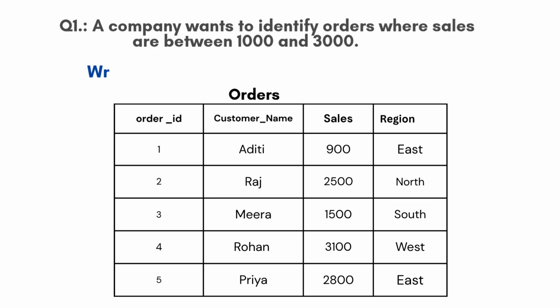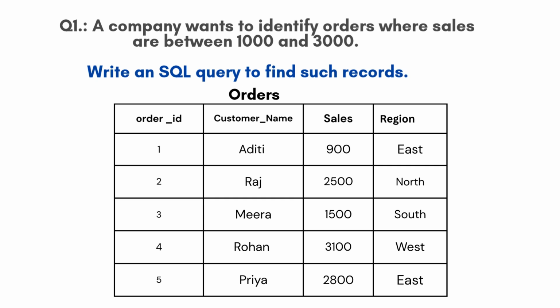So here is the table. This table contains order ID, customer name, sales and region. It has a total of 4 columns and 5 rows. So we have to find out the sales between 1000 and 3000. Clearly we can find that between 1000 and 3000 there are 3 rows.